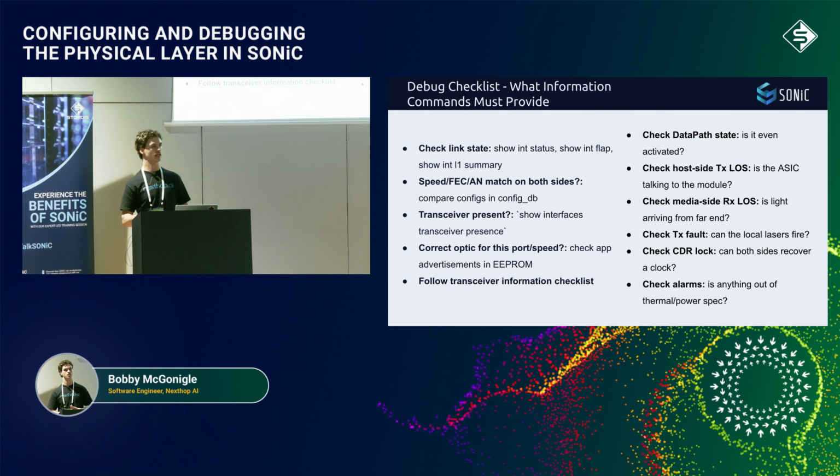So as someone debugging a link issue, what do you need to know? There's a couple of things you absolutely need to know about, and SONiC needs to provide. You need to be able to check link state, so speed, FEC, all these different configuration parameters for the SerDes, as well as the transceiver. Transceiver presence, being able to inspect whether the optic you're using is correct for this type of requirement, whether that's speed or some other configuration. And then you also need to be able to inspect the transceiver itself: data path state, being able to see is the ASIC talking to the module, is there light coming into the module, CDR lock, alarms, whether that's power or voltage.